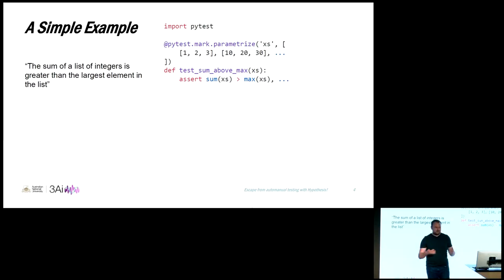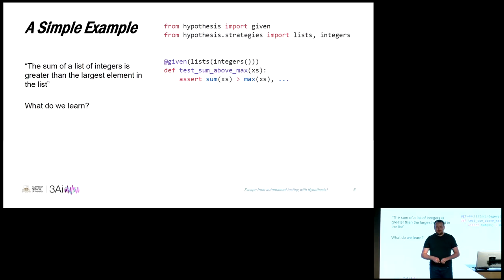So the simple way is to parameterize. We go, here's all the inputs we want to test, and for each of those, we run the test. And if it fails, PyTest or our other test runner of choice will helpfully tell us which of our examples were no good. We can do better again. With Hypothesis, we can say, instead of checking these specific lists of integers, please generate any possible list of integers. And in practice, this will try a few hundred examples.